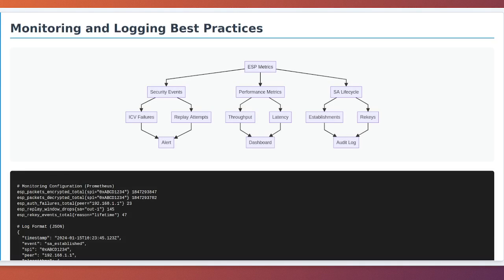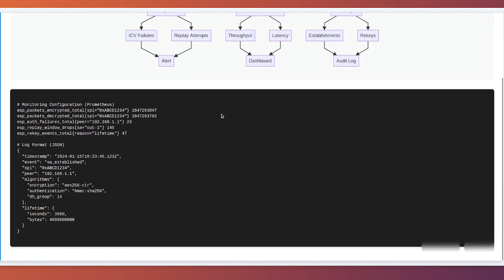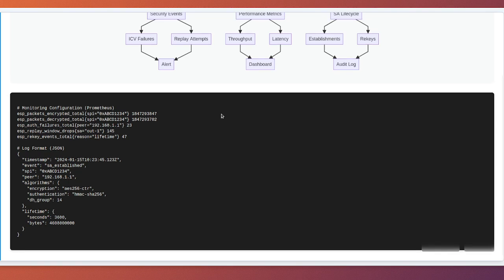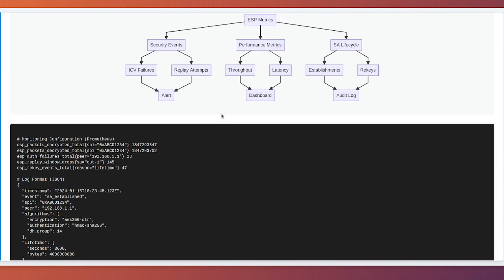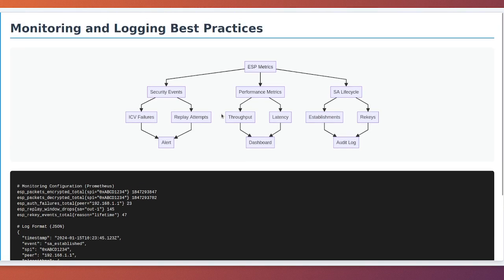Monitoring and logging. Effective monitoring and logging of ESP with AES-CTR is essential for maintaining security, troubleshooting issues, and ensuring optimal performance in production environments. The challenge is capturing enough information to be useful without overwhelming your logging infrastructure or inadvertently exposing sensitive data. Let me share best practices for monitoring ESP tunnels and the key metrics you should track.